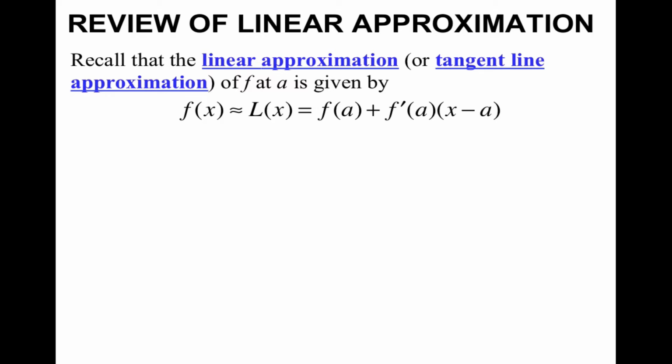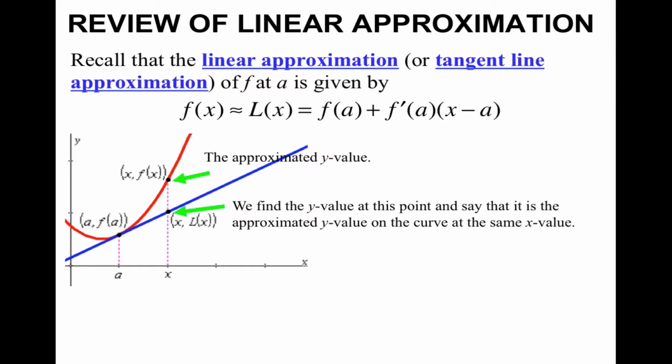Recall that the linear approximation or tangent line approximation of f at a is given by L of x is equal to f of a plus f prime of a times x minus a. If you can recall from when we did linear approximation months ago, we find the y value at this specific point and say that it is the approximated y value on the curve at the same x value. So we're using the y value on the tangent line as the approximated y value on the curve.